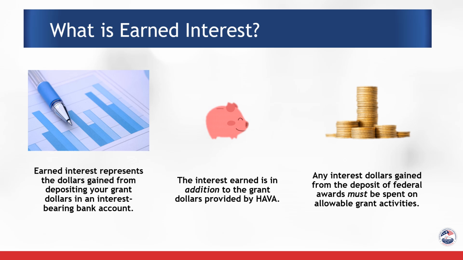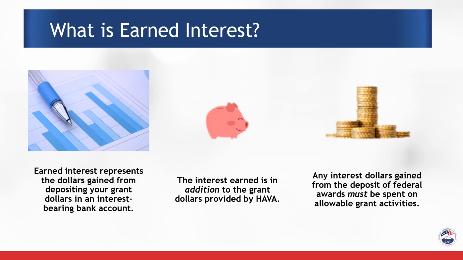For our first question, what is earned interest? Earned interest represents the dollars that you earn from depositing your grant into an interest-bearing bank account. The interest earned on your grant is in addition to the dollars we provided through HAVA. So again, if you received a grant for $1 million and you earned $50,000 in interest off of the million, those dollars would be cumulative in total for you to expend on.